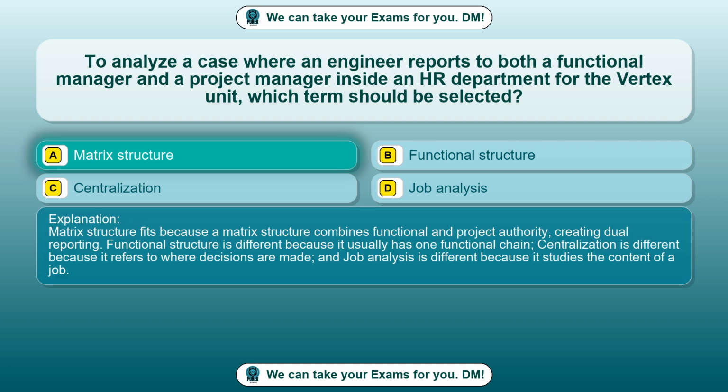Matrix structure fits because a matrix structure combines functional and project authority, creating dual reporting. Functional structure is different because it usually has one functional chain. Centralization is different because it refers to where decisions are made, and job analysis is different because it studies the content of a job.